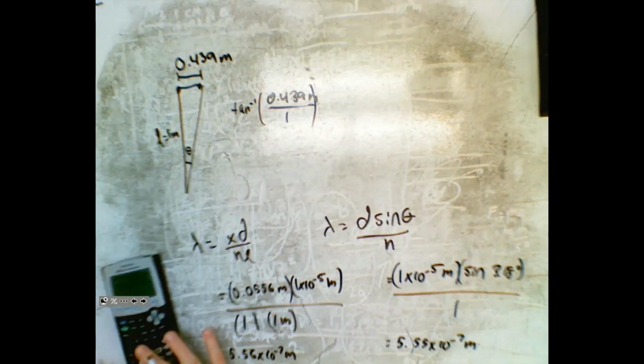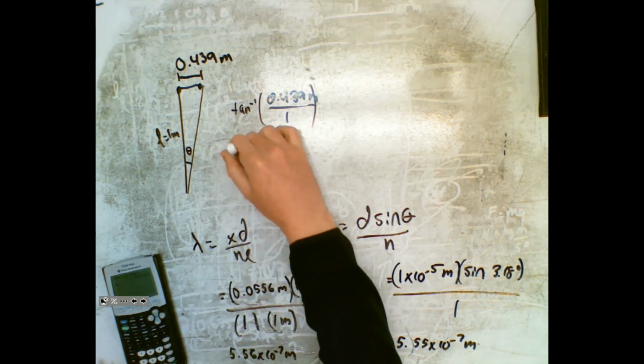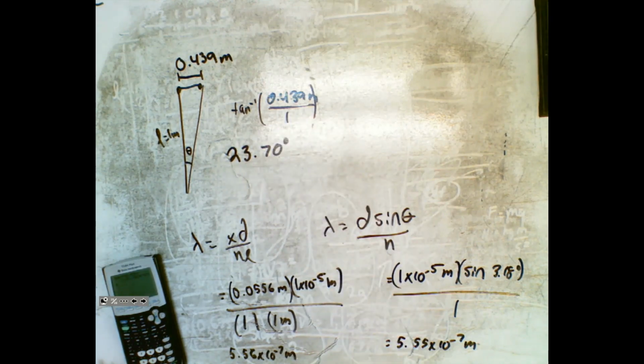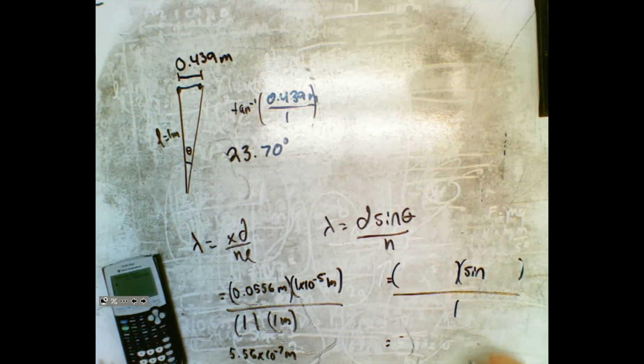So when I tan -1 that, I get 23.70 degrees. Right, so now I don't have both options. I have to use this one here. And I'll show you how different the answers are when we do it both ways.